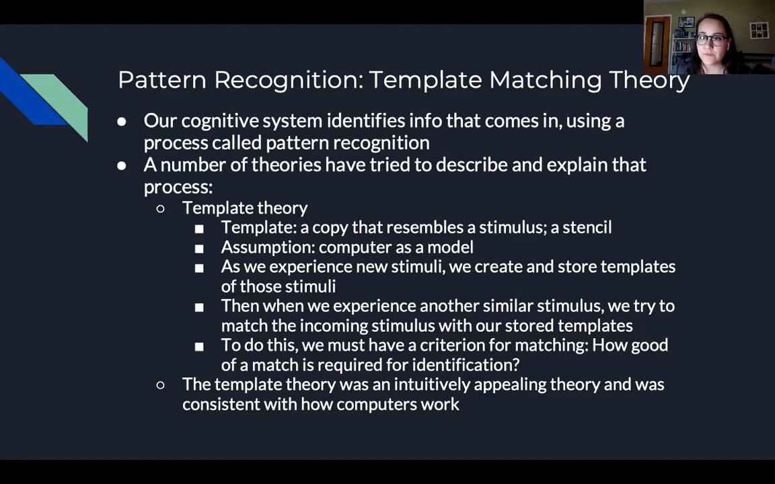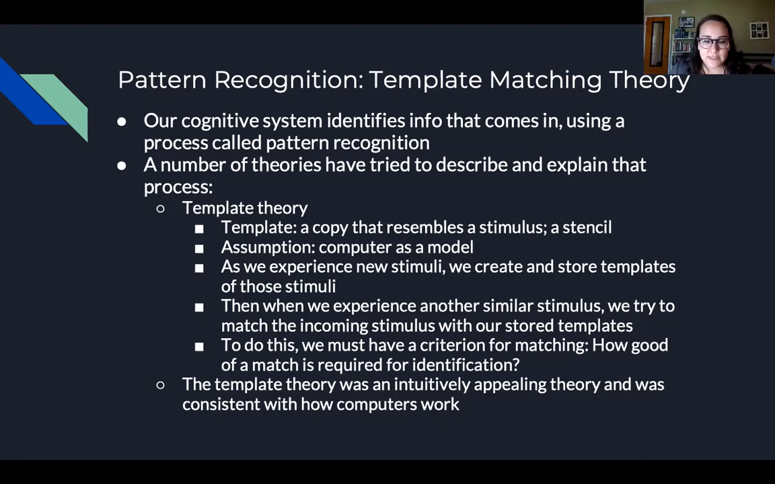Within this view, a template is a copy that resembles the stimulus. You can think of it best as a stencil. Whenever we encounter an event or an object that's recognizable or meaningful to us, we store a template of that event or object. Then whenever we see a new stimulus, we try to match it with one of our templates. So there's a one-to-one ratio: we've encountered a stimulus and now we have a stencil of it in our memory.